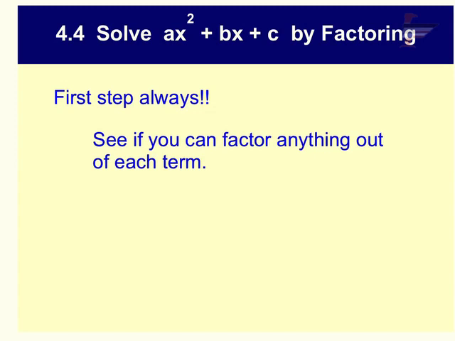Section 4.4 is very similar to 4.3. You're going to solve quadratic equations by factoring still. What the difference is here is you will start to see a number in front of your x squared. In 4.3, whether or not you noticed it or not, it was always just x squared plus a number plus a number. Well, now you could have a 2x squared or a 5x squared or whatever the case may be.